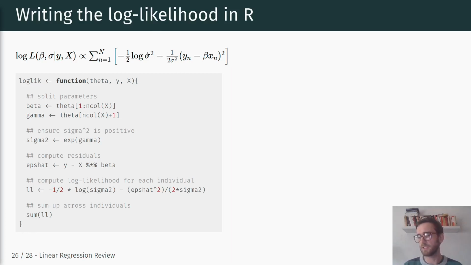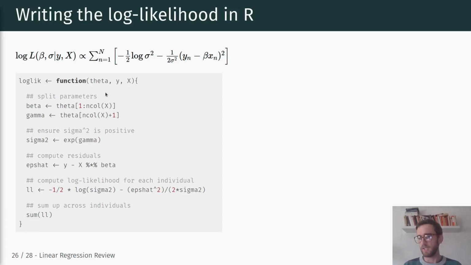So translating this log likelihood function into our code, we'll create a new function called log likelihood. This is a function with 3 arguments. We have theta as the set of all parameters that we are trying to estimate, that we're trying to find the maximum likelihood estimate for. We have our y, which is the vector of outcome values, and we have x, the matrix of independent variables plus a column of ones for the constant term.